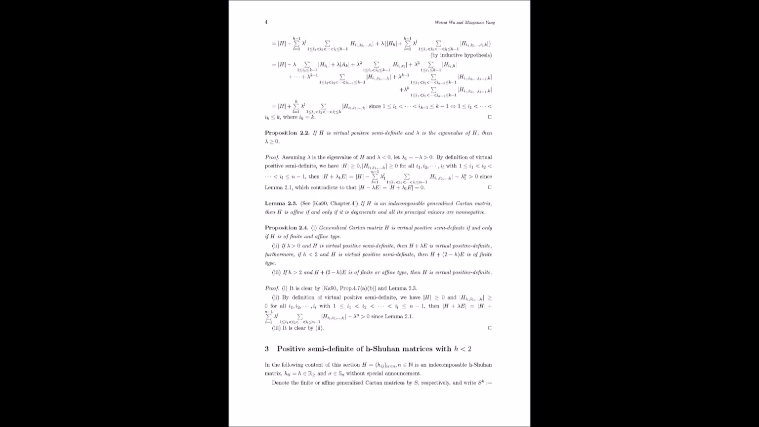Today we're going to be diving into h-Shuhan matrices. These matrices are really fascinating, especially when h is less than 2. We'll be looking at their connection to generalized Cartan matrices and the whole concept of positive semi-definiteness. The paper we're looking at today is titled Positive Determinacy of h-Shuhan matrices with h less than 2. It's a pretty dense paper, but hopefully we'll be able to break it down for everybody.